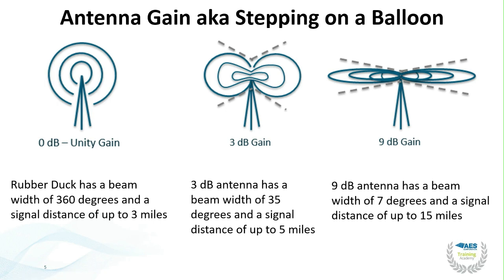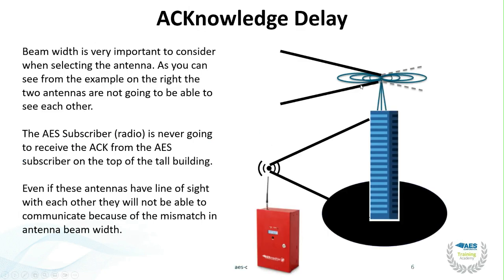Let's see how this can affect us in a real-life example. This is the beam width coming off of these antennas, and as you can see, there's no overlap. And if there's no overlap, they will not be able to acknowledge each other reliably. Even if these antennas have line of sight with each other, they will not be able to communicate because of the mismatch in antenna beam width.